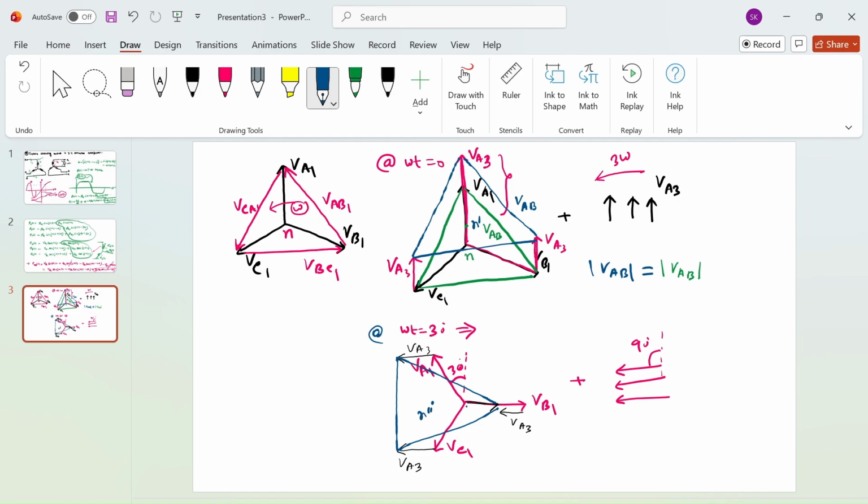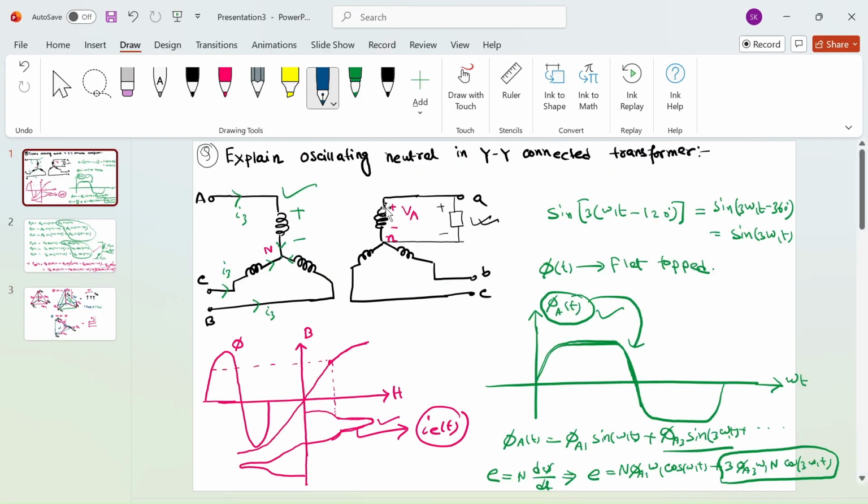So my neutral point keeps on changing, and because of that shift, the phase voltage magnitude will keep on changing, and that will lead to poor performance of the load that is connected across the phase. The performance will not be good because of the oscillating neutral.